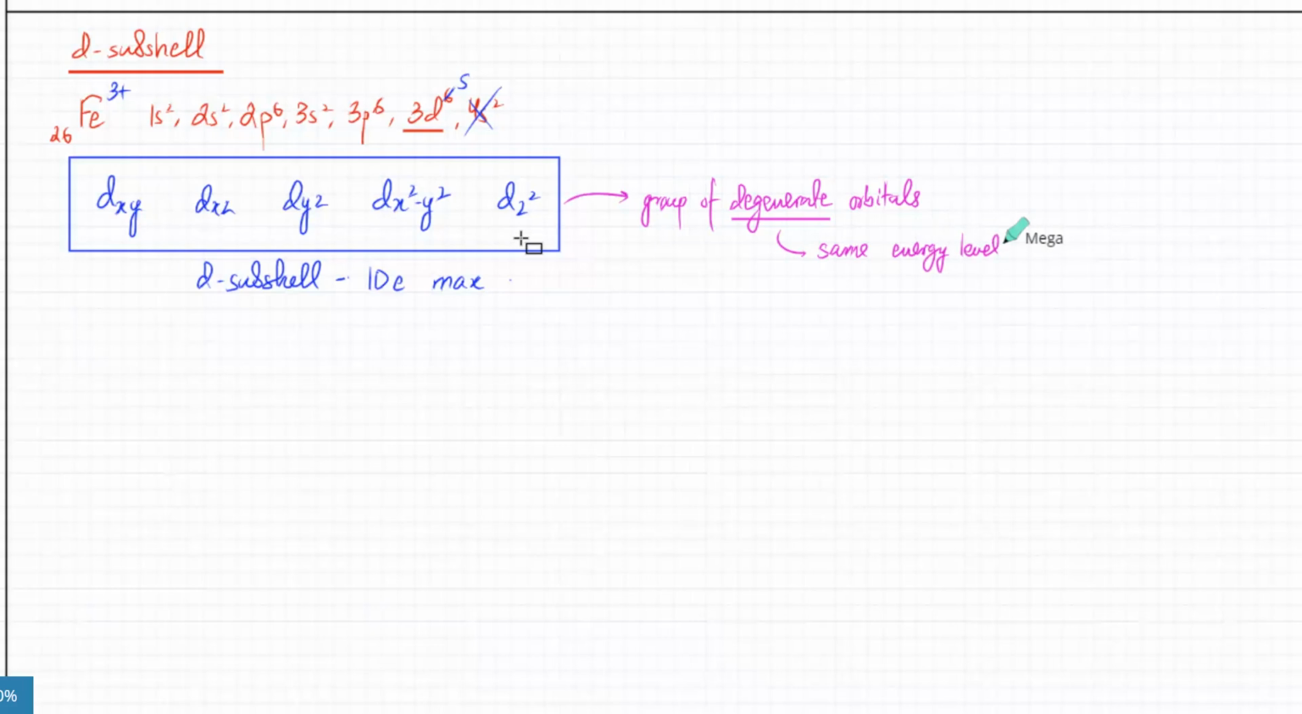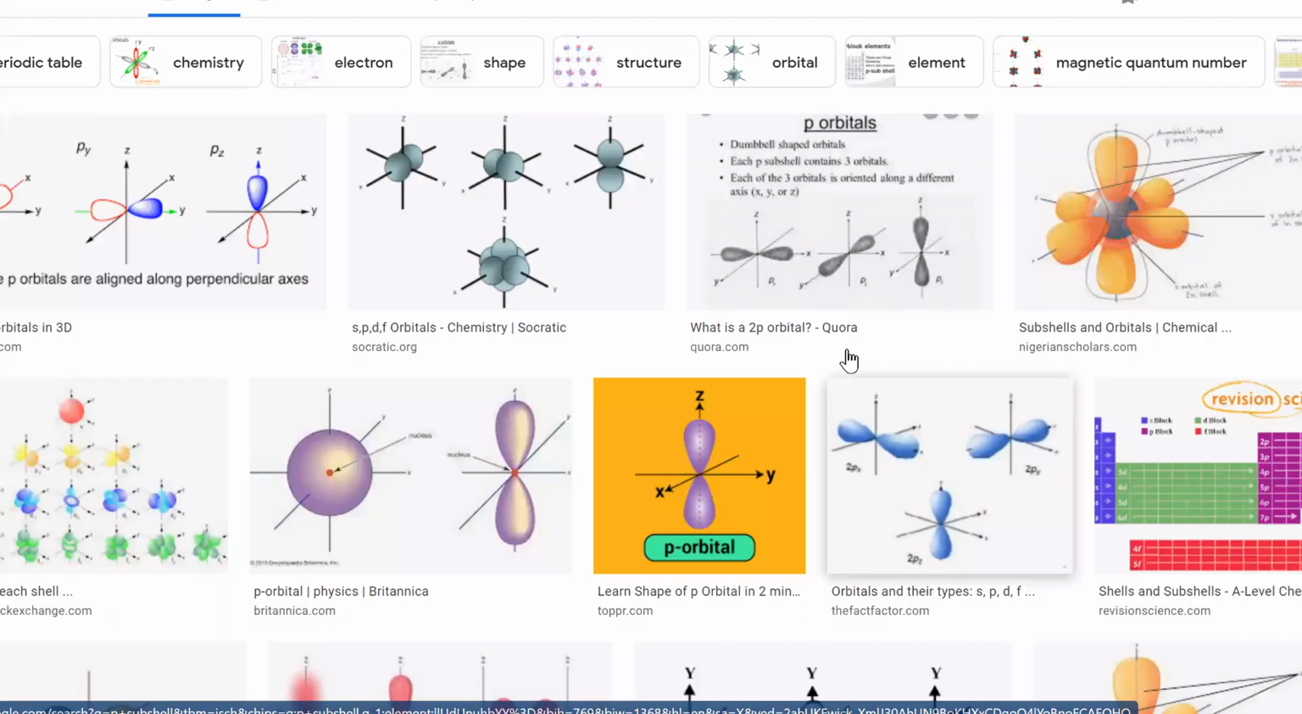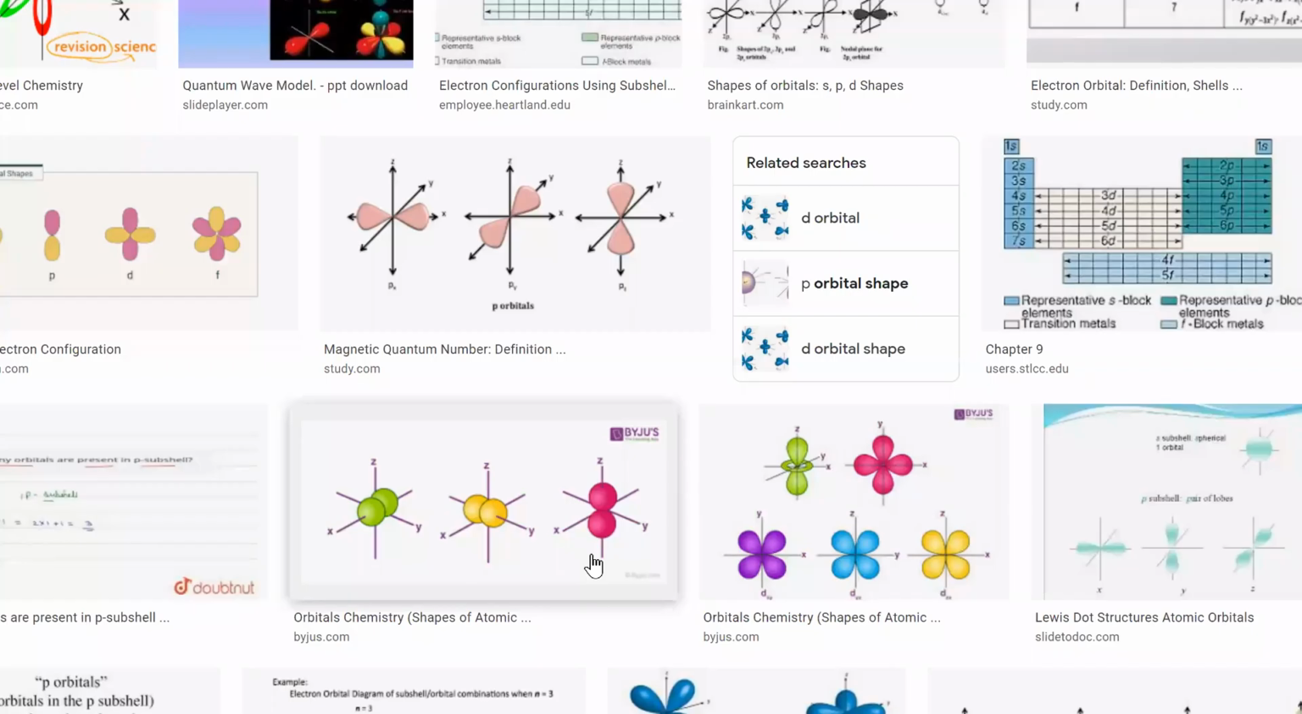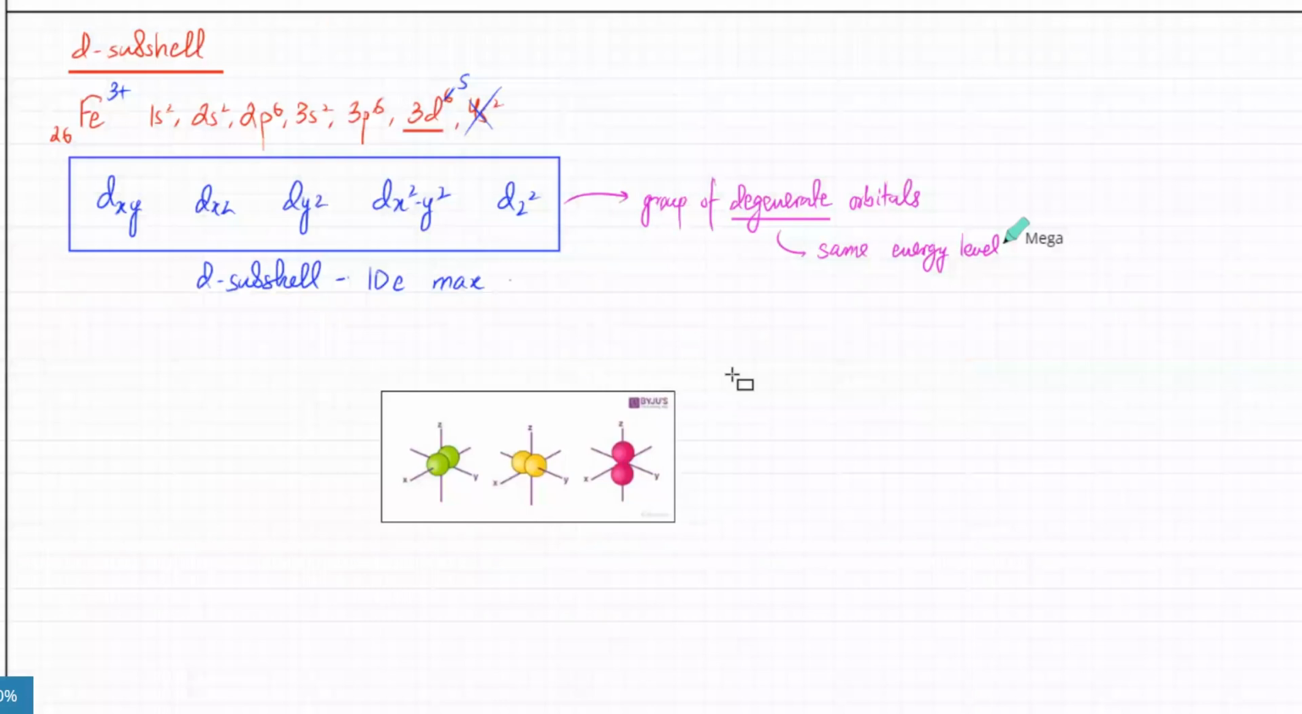The only difference between them is the orientation. So just like a p subshell, instead of drawing that, I've just copied it from somewhere. If you have a look at the p subshell, you'll notice, where's the p subshell? Just a second. So where is the p subshell? So I'll just copy this one. So I'll first talk about the p subshell. Now here's an image of a p subshell.